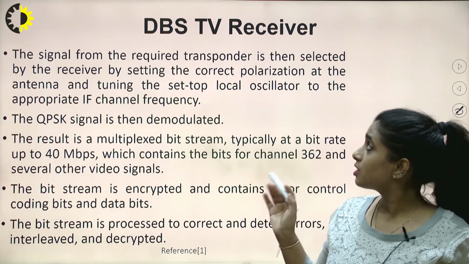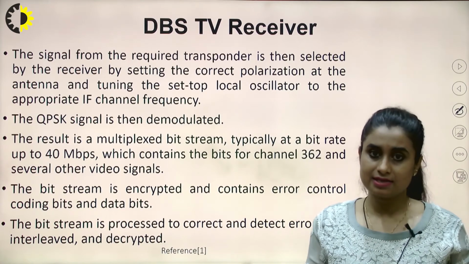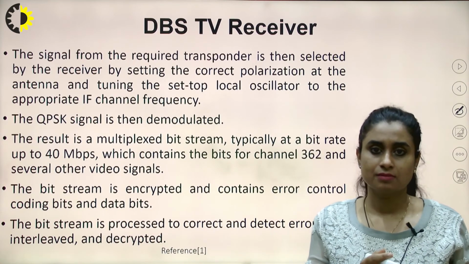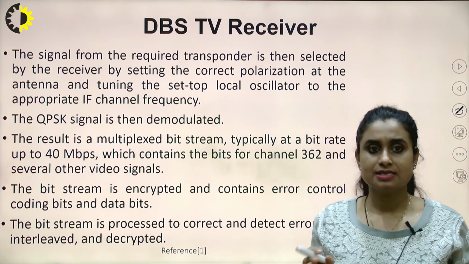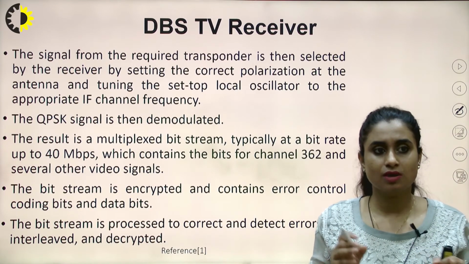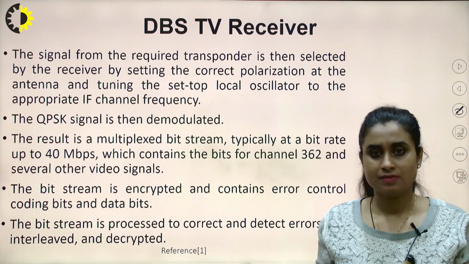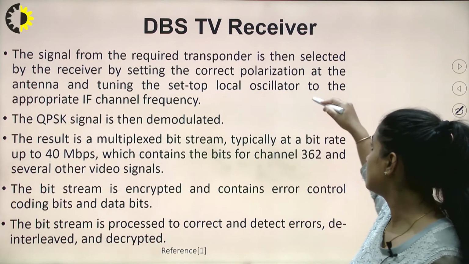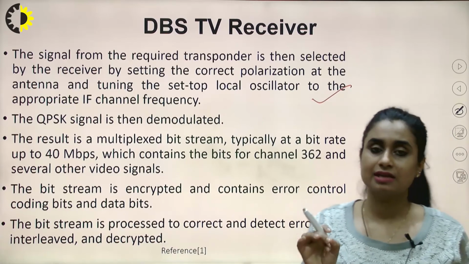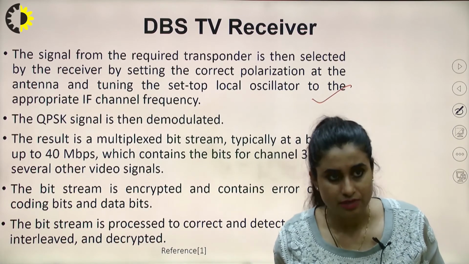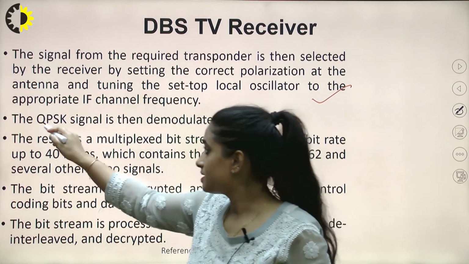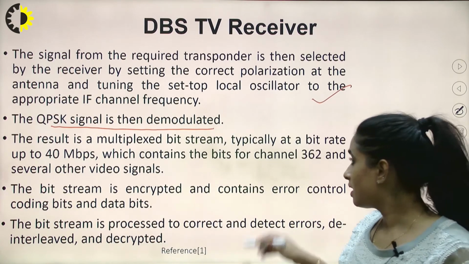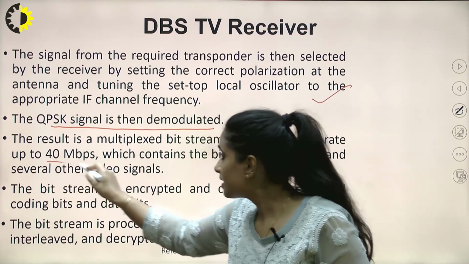The signal from the required transponder is then selected by the receiver, and by setting the correct polarization at the antenna, which is tuned, the set-top local oscillator is tuned to the appropriate IF frequency channel, right? So with the help of that lookup table, we decide which channel we want, and by pressing that channel, we choose that particular frequency. The QPSK signal is demodulated, true, because at modulation QPSK was used. Here the bit rate is maintained at 40 Mbps.